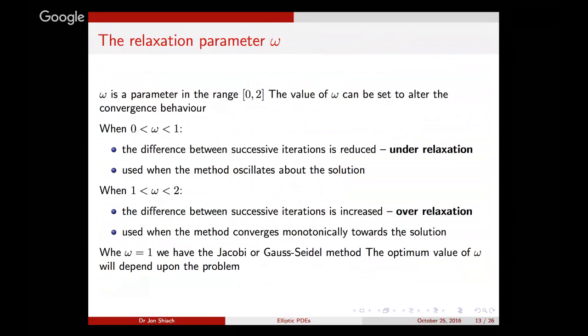However, when omega is greater than 1, the difference between successive iterations is increased, and this is called over relaxation. If I go back to my diagram, again this is iterations. Here's my solution. Let's say I'm starting here, then my next estimate is there, then my next one's there, and it's getting closer and closer to the solution. I can speed that up by increasing that difference. Instead of that difference being there, I could have had it down there, and that would increase the speed of convergence.